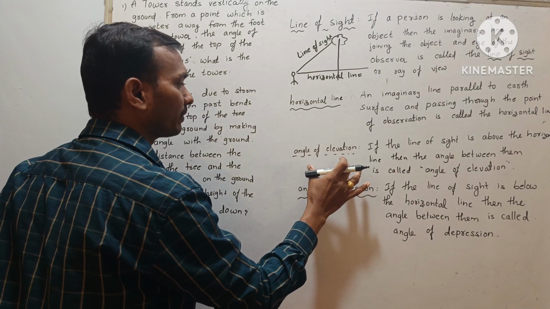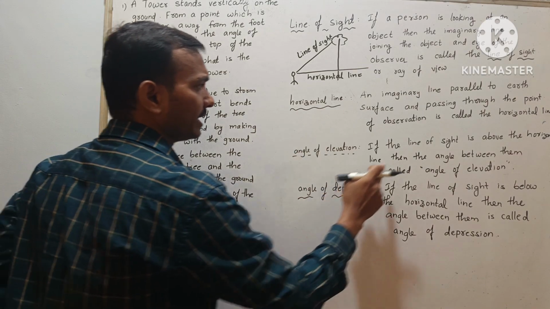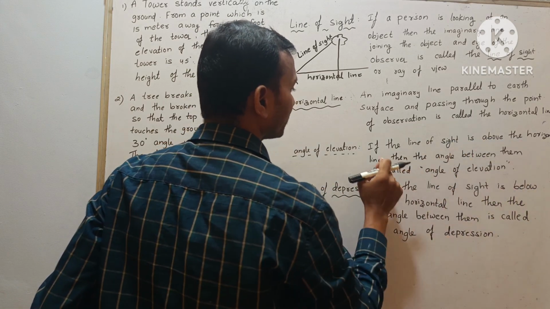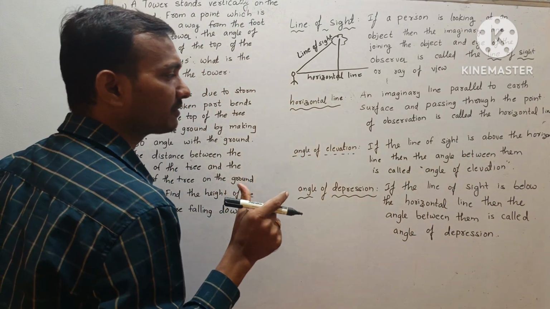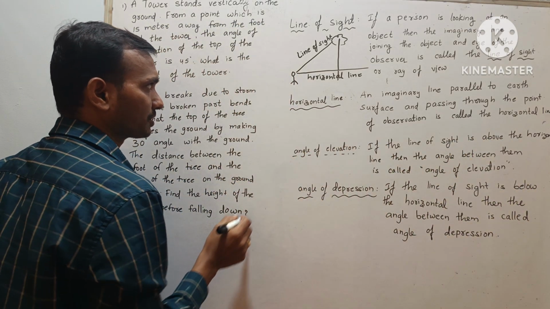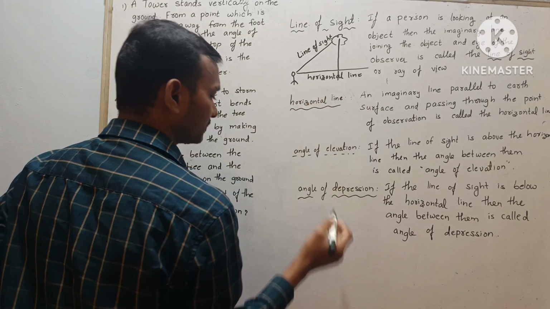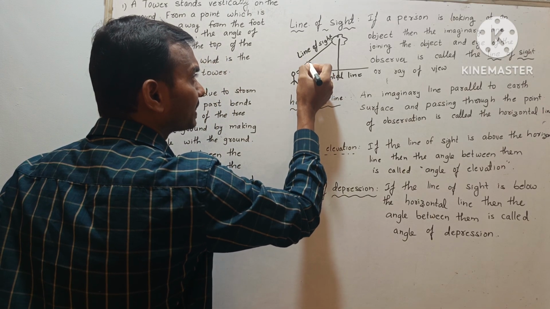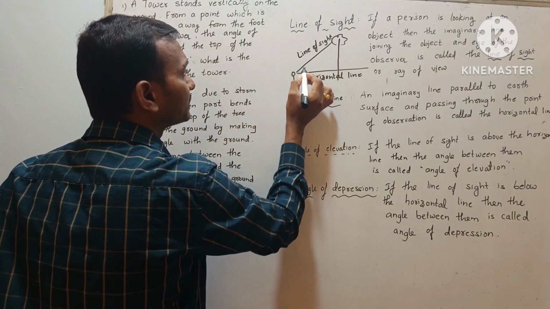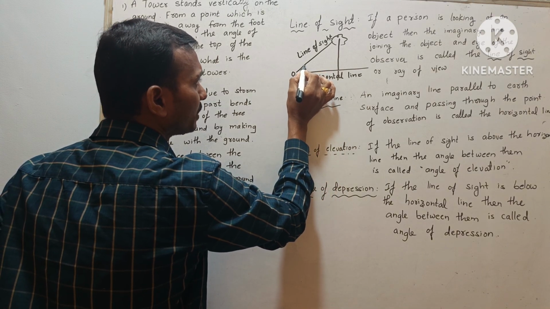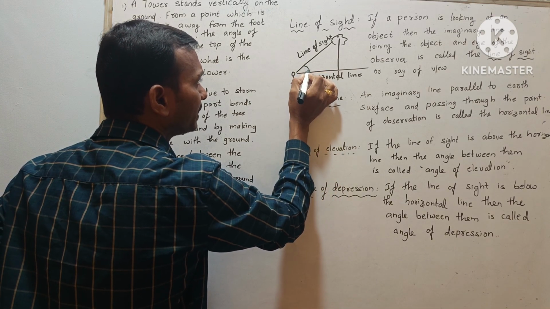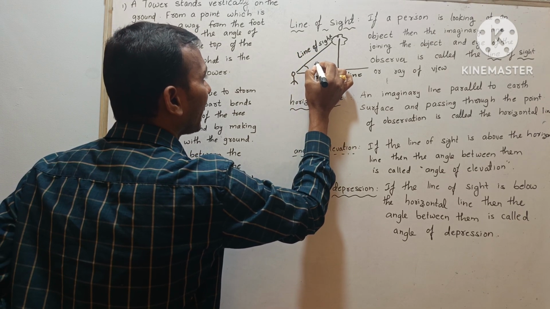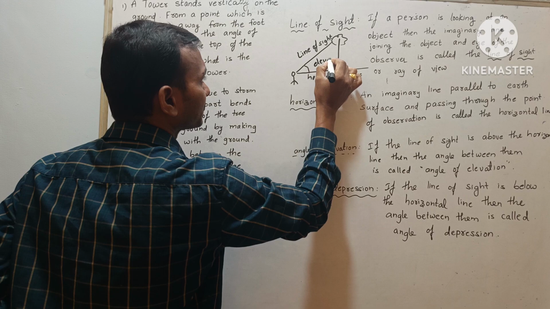Next, angle of elevation. If the line of sight is above the horizontal line, then the angle between them is called angle of elevation. So here, this is the horizontal line. If the line of sight is above the horizontal line, the angle between line of sight and horizontal line is called angle of elevation.